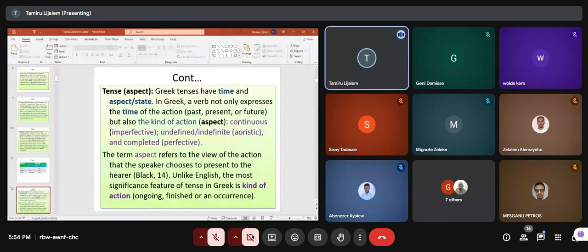Continuous or imperfective, undefined or realistic, completed perfective aspect. We have this.